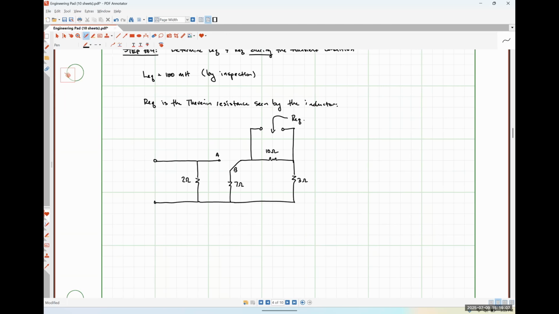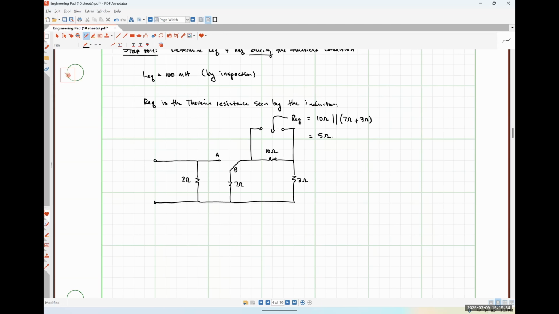So does anybody have any thoughts on what REQ might be here? Is it 5? It is indeed 5. It's just 10 in parallel with 10. So that's our REQ.